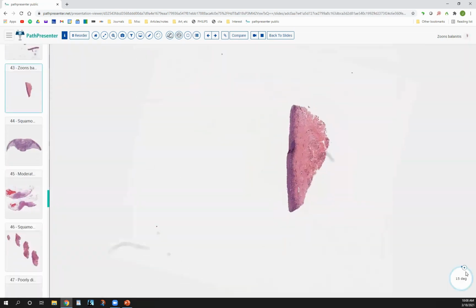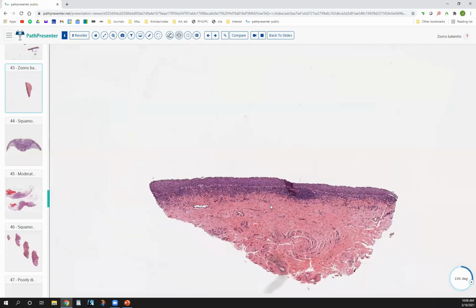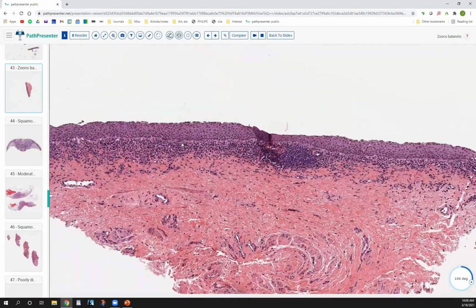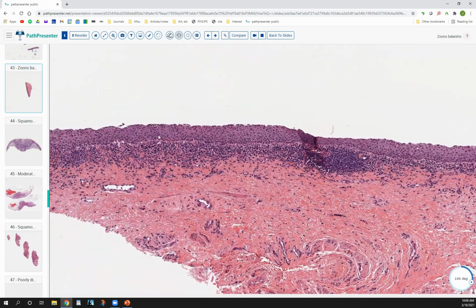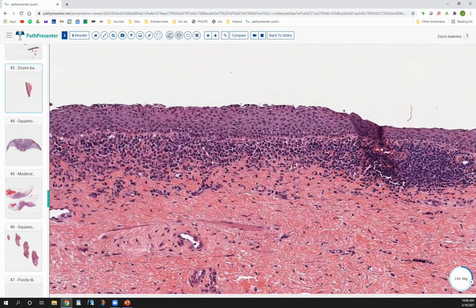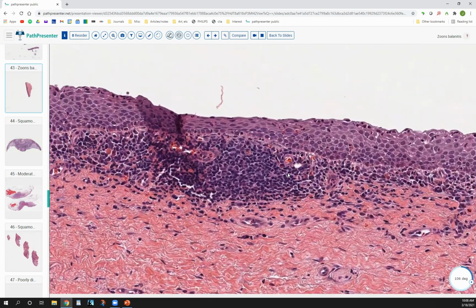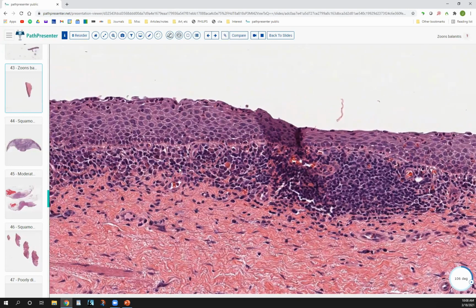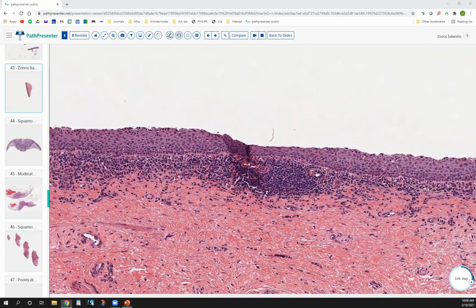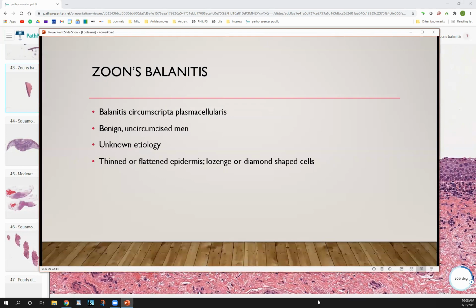Here's another example. This one, the epidermis not quite as atrophic as what we were seeing in the last one, but nevertheless very bland epithelium. And not as many plasma cells here, but they are there. If you zoom in a little bit more, you can tell that the majority of these are actually plasma cells. You can see them nicely right there. So here's a quick summary of what we were just talking about: unknown etiology, and thin or flattened epidermis. Both cases that we saw, I think, represented that pretty nicely.